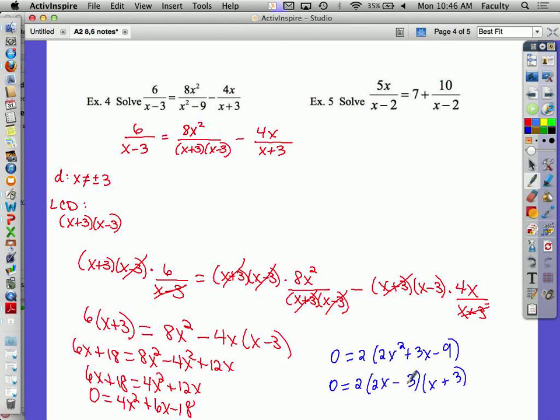Now, the zero factor property says you set each factor that contains a variable equal to 0. So I'm not going to do anything with this 2 out front because I technically could divide both sides by 2 and it just disappears. So I'm getting x equals 3 halves or x equals negative 3. But if I look back at my domain, x cannot have a value of negative 3. So the only answer is x equals 3 halves. Bless you.